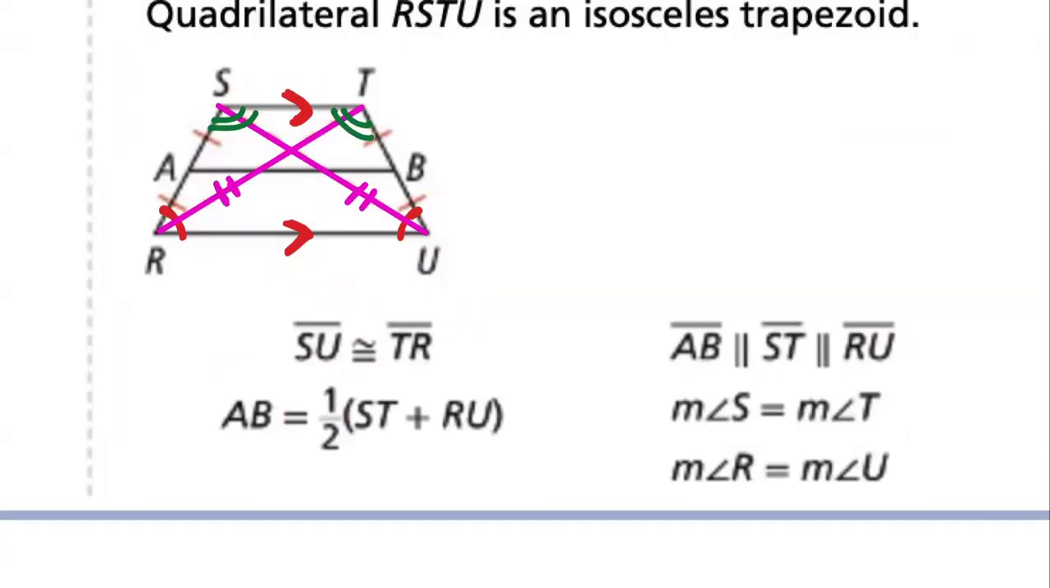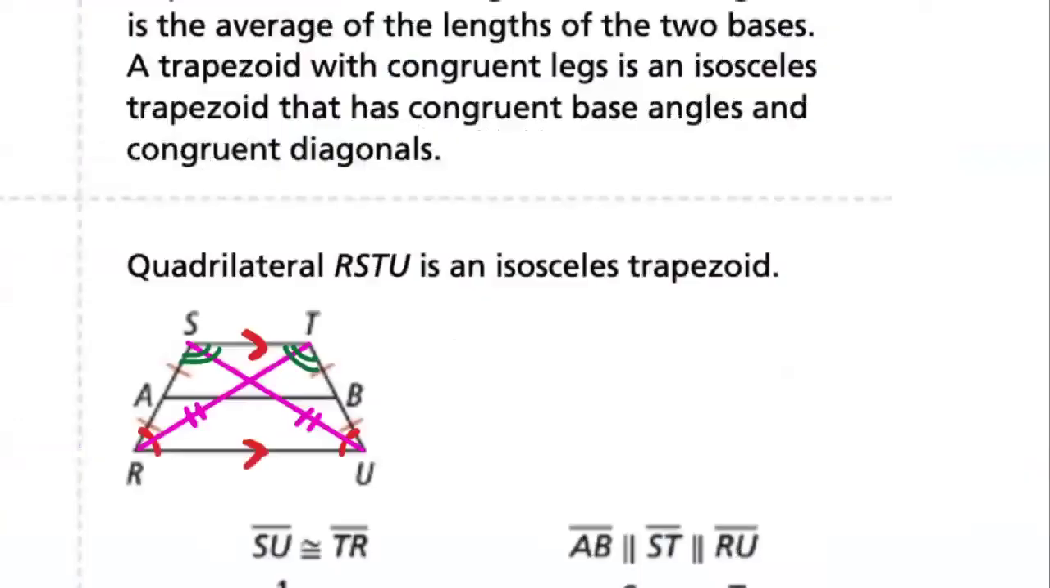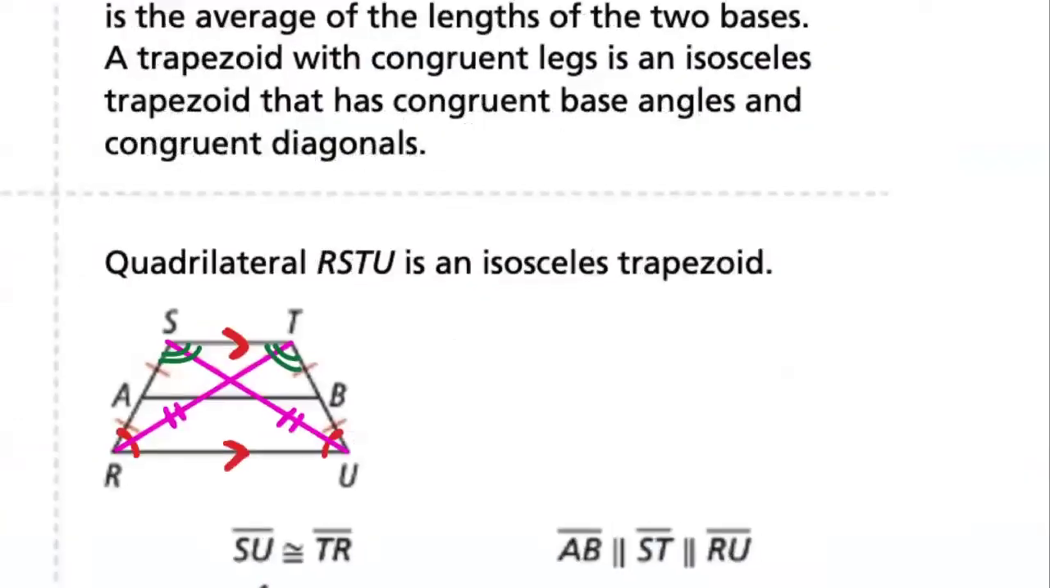Does anyone have any questions? So you have to know the definitions, but be careful though. This is only true for an isosceles trapezoid. So for example, if you have something like this, it is still a trapezoid, but it's not an isosceles trapezoid. So be careful.